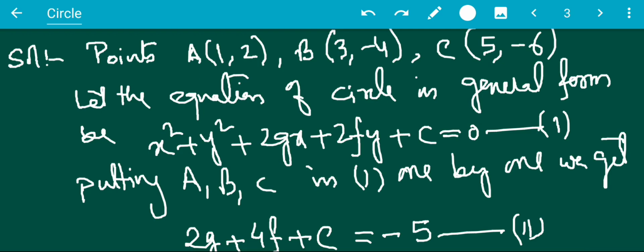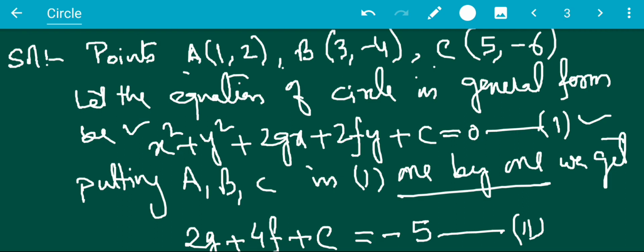So we have 3 points, a, b and c. Let the equation of circle in general form be given by x square plus y square plus twice gx plus twice fy plus c equal to 0. Put it as equation 1. Putting a, b, c one by one, means we put a and then b then c.